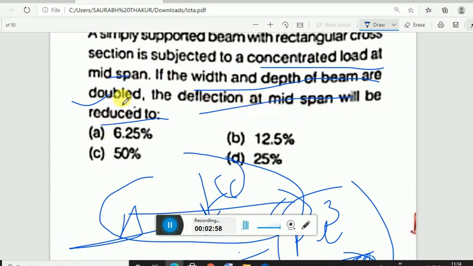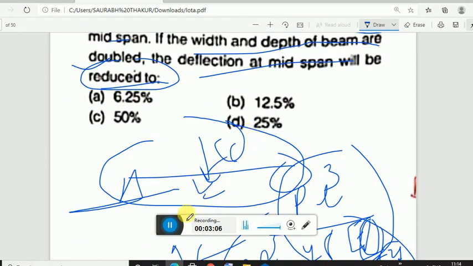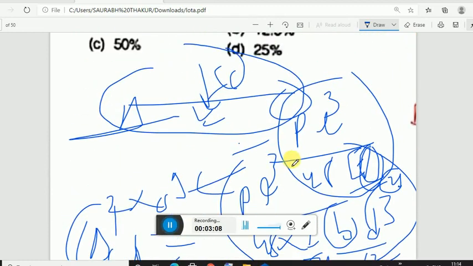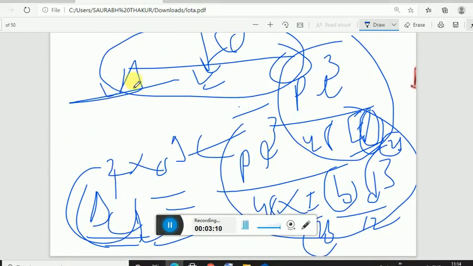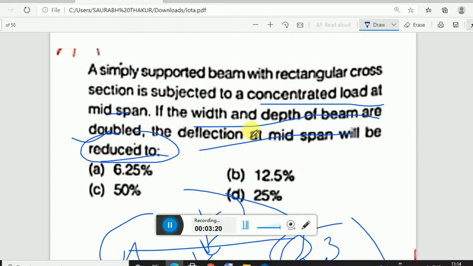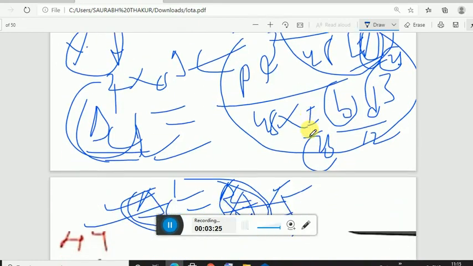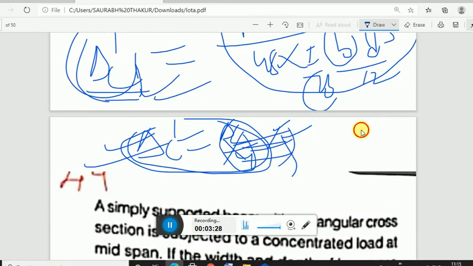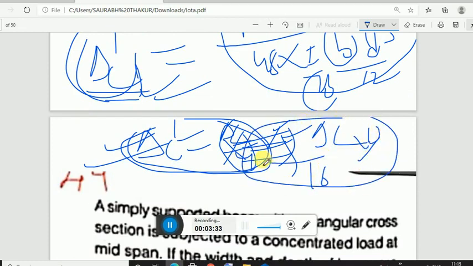The deflection at mid-span will be reduced to what percentage? You would find final minus initial, divided by initial, into 100. When you want a percentage decrease, you use final minus initial over initial into 100. But in the question it is not asked how much it would be decreasing. It is asking the deflection at mid-span, which will simply be del C dash, whatever you get. I think you will be getting del C by 16. You just have to multiply by 100 and you will get your answer.